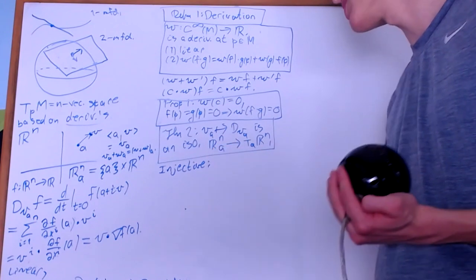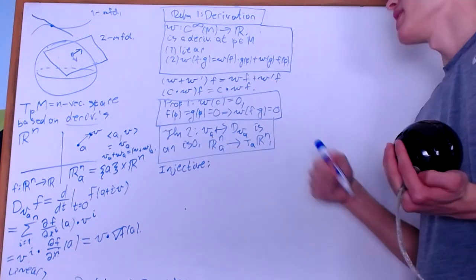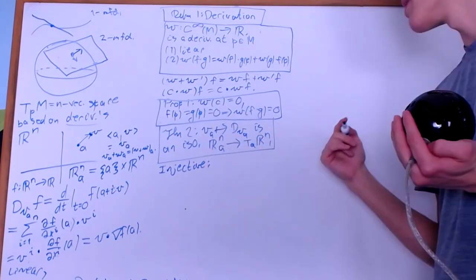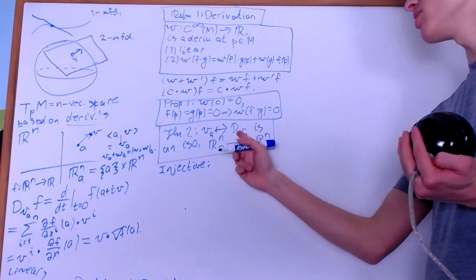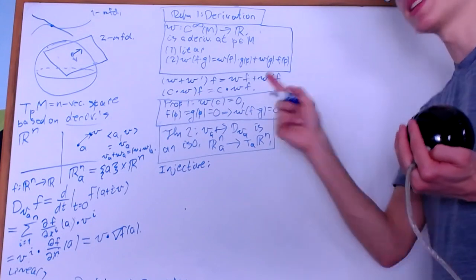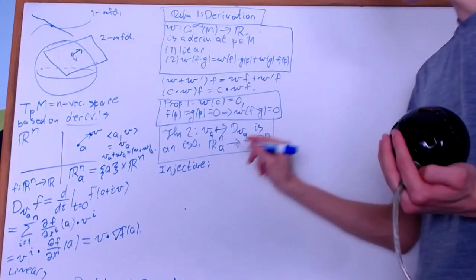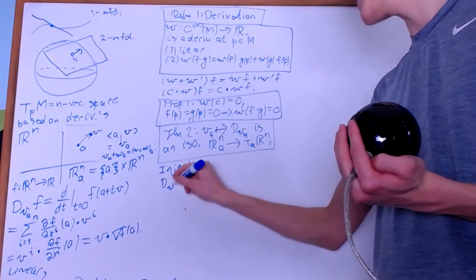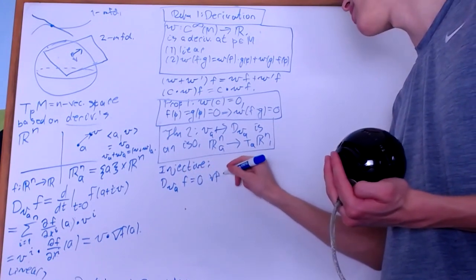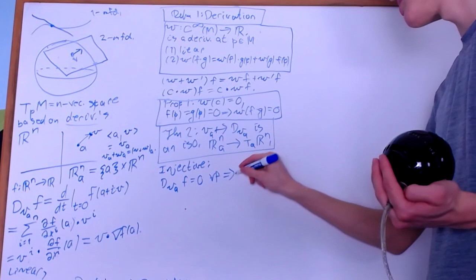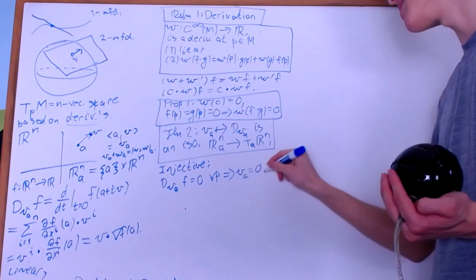I'm going to start with the proof that it's injective. Now, because this is a linear map, it being injective just means that the only value that gets sent to 0 is 0 itself. So what we have to prove is that if dv_a applied to f is equal to 0 for all f, then that means v_a was just 0 at a.